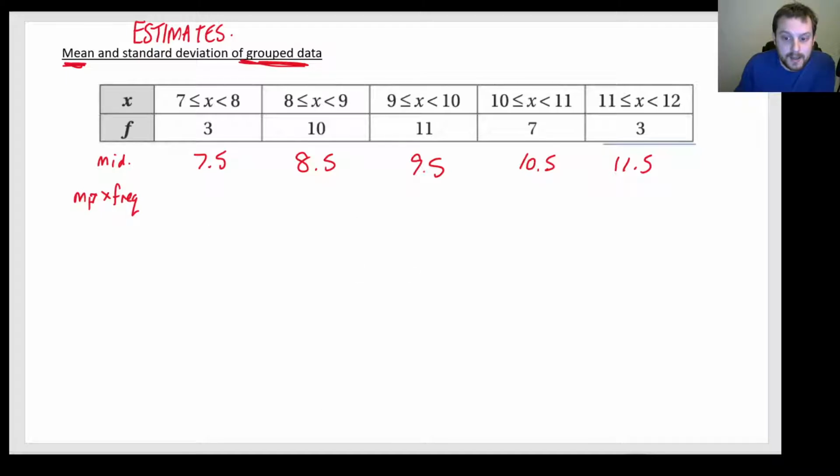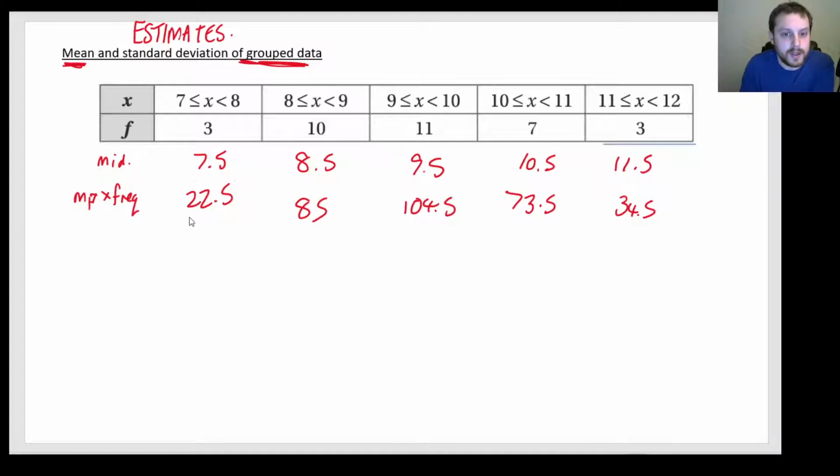So I guess we've got some calculator work to do. 7.5 times 3, 22.5. 8.5 times 10 is 85. 11 times 9.5 is 104.5. 7 times 10.5 is 73.5. And what's that? 33 add 1.5 is 34.5.